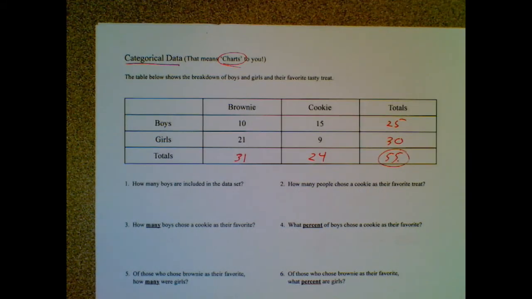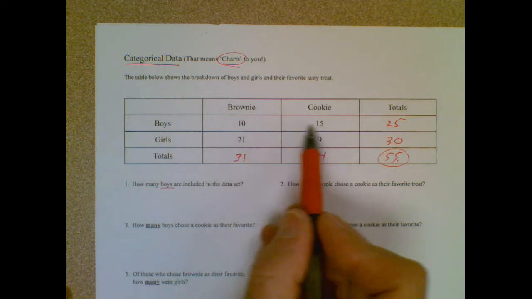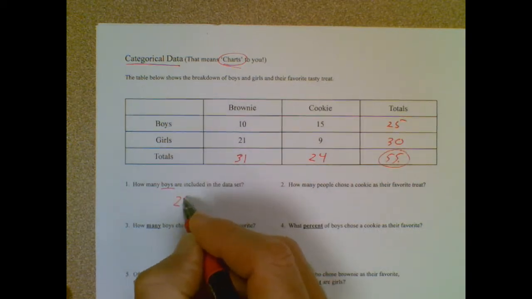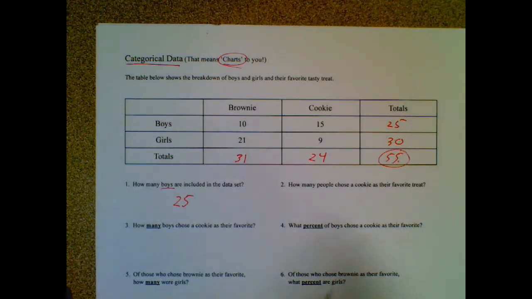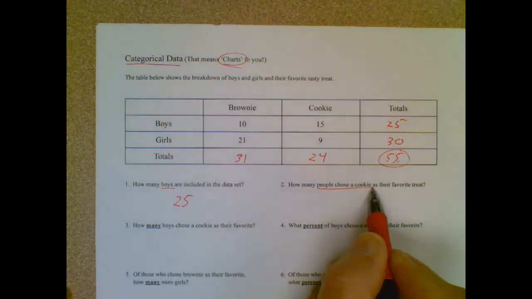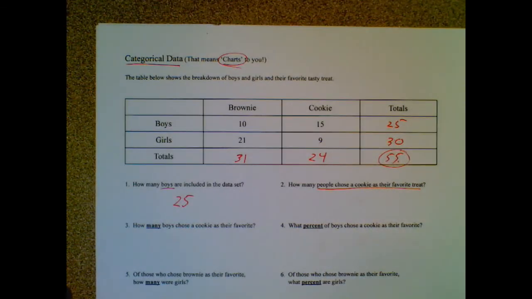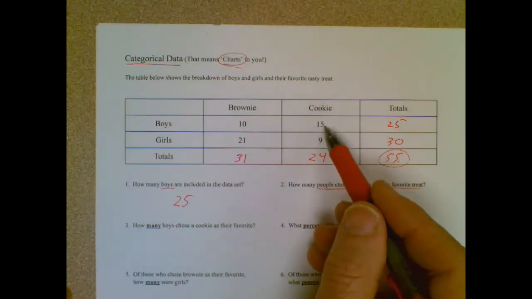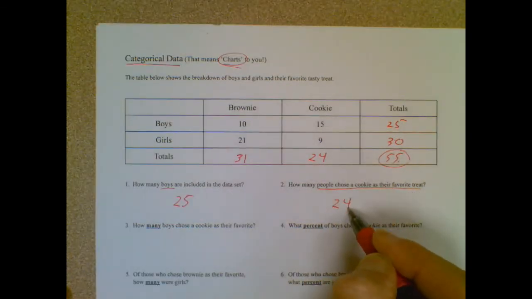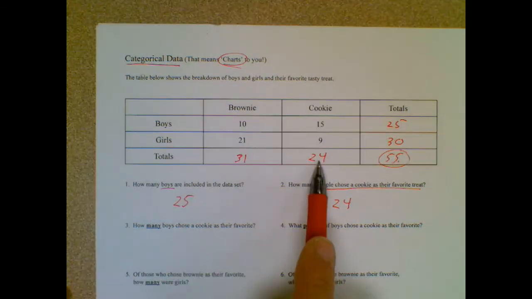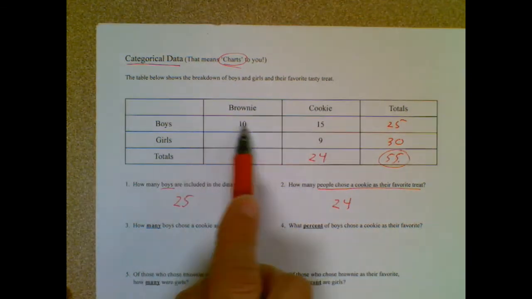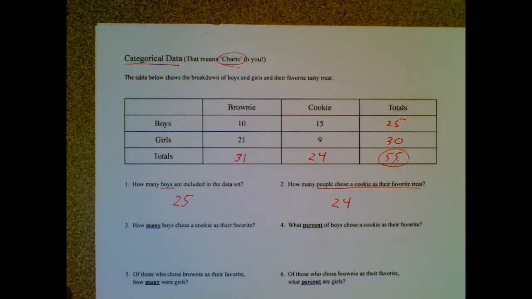From here, it's just a matter of reading this chart carefully, a little bit like a lawyer. So how many boys are included in this data set? Well, if we've filled out this chart, it's not so bad. It's 25. How many people chose a cookie as their favorite treat? Well, in this case, I look down here and there are 24 people who chose cookie. 24 people chose cookie, 25 boys.